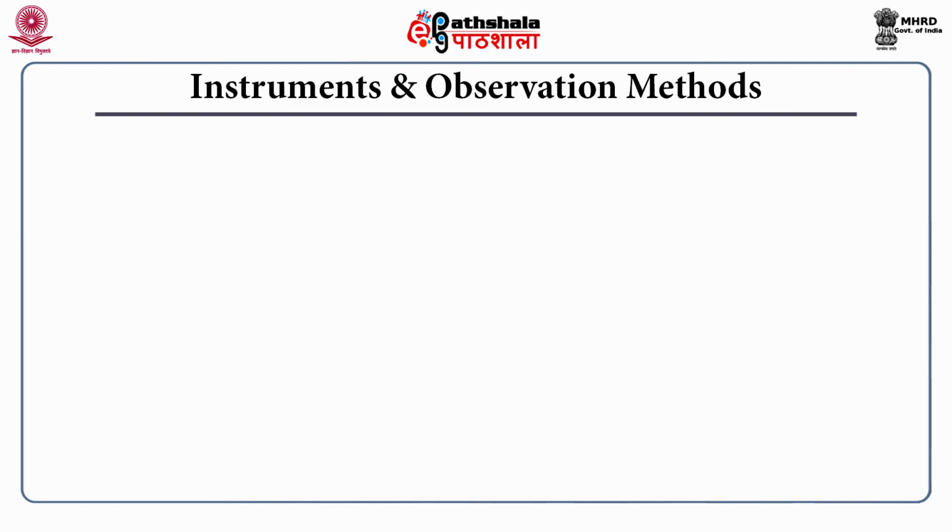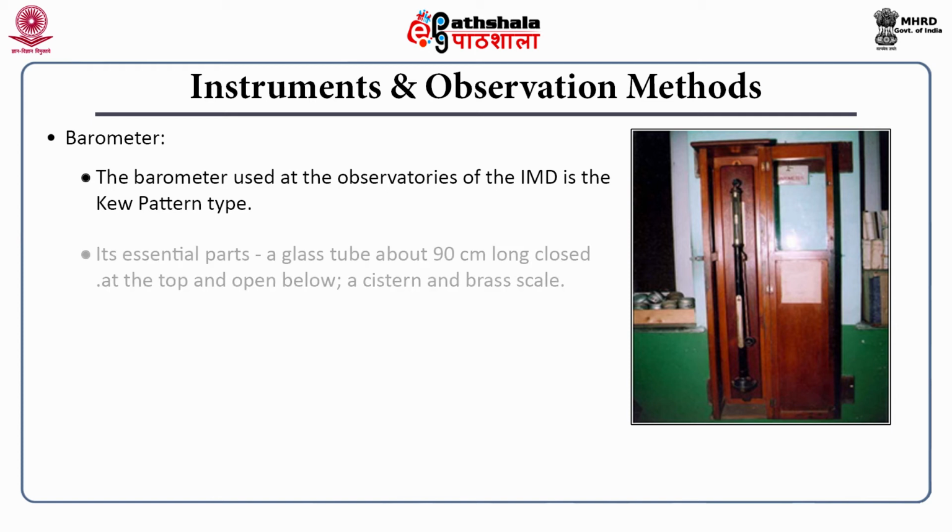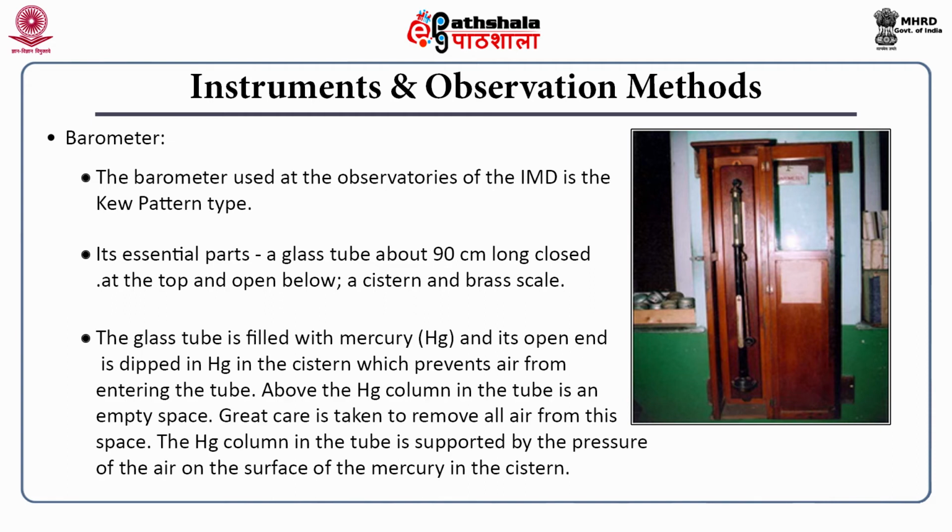Our next equipment is the barometer. Barometer is used to measure air pressure. There are different types, but in most of the IMD observatories, Kew pattern type barometer is used. Its essential part is a glass tube about 90 centimeter long. The tube is closed at the top end and its open end is below. Then there is a cistern and a brass scale. The glass tube is filled with mercury and its open end is dipped in the mercury in the cistern, which prevents air from entering the tube.